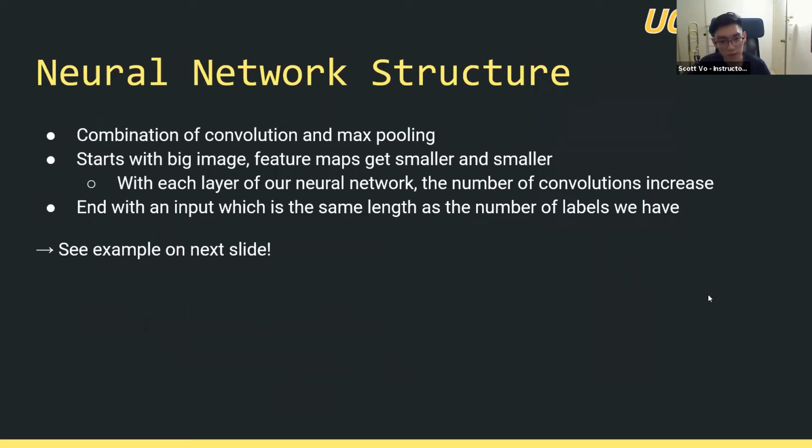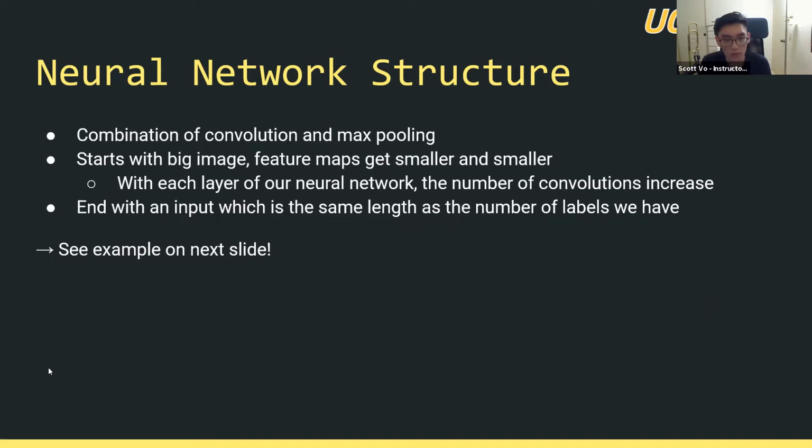So the structure of neural networks has usually a combination of convolution and max pooling. First we start with the entire image, and then our feature maps. The outputs of each convolution get smaller and smaller due to our max pooling, and they also get thicker and thicker. So that means they can try different convolutions, so they can see which ones are best.